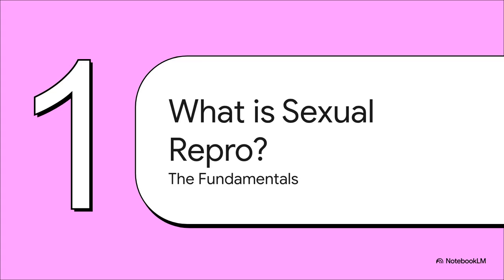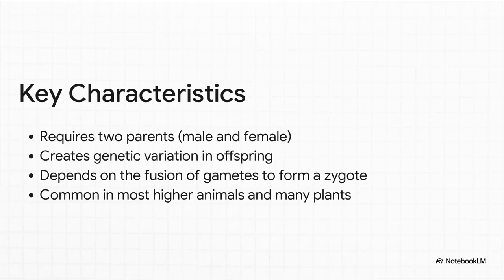All right, first things first. Before we get into all the nitty-gritty examples, we need to build a solid foundation. So, what is sexual reproduction really? What's the main idea behind it? At its heart, sexual reproduction is all about teamwork. You need two parents to get the process started. But the real magic, the big payoff, is the genetic variation it creates. By mixing the DNA from two different individuals, you get this unique genetic cocktail in the offspring. And that variety is absolutely key for adapting and surviving.